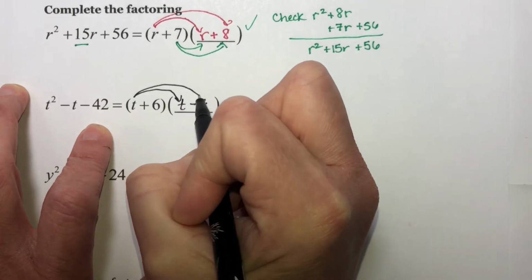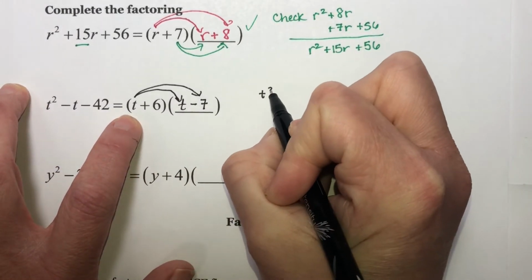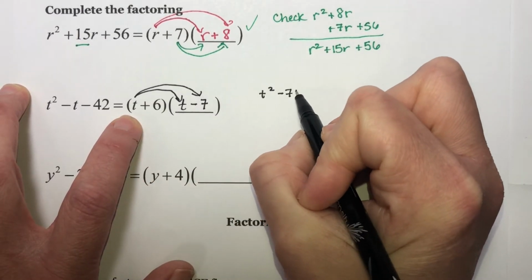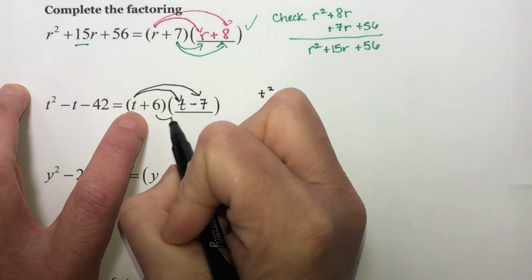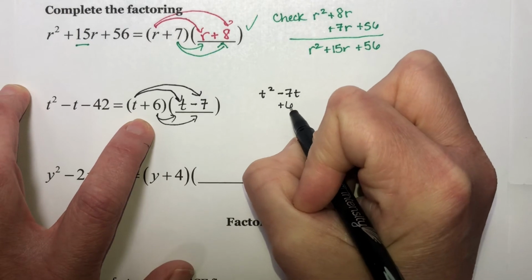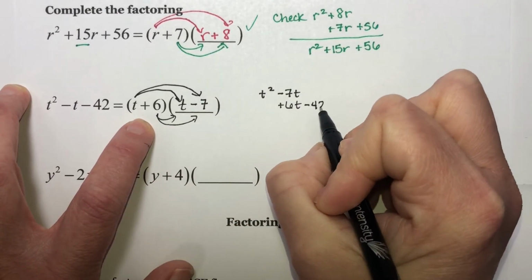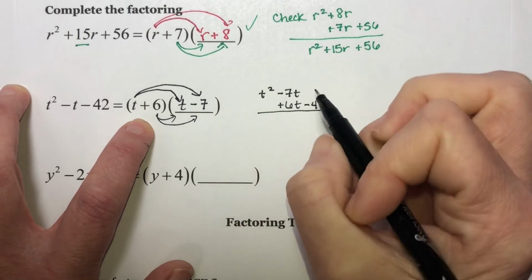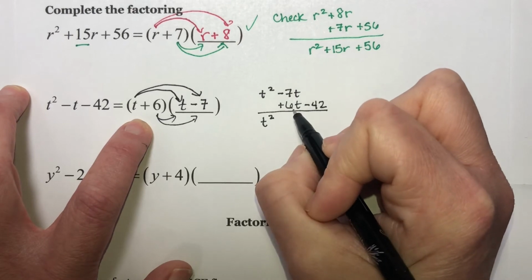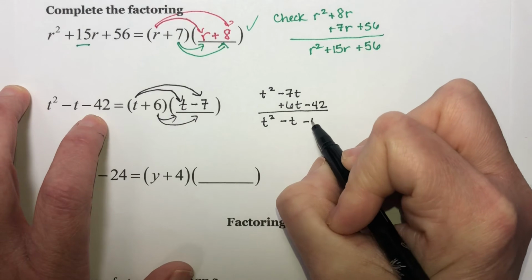Okay, let's do the first multiply through. T times t is t squared. T times negative 7 is minus 7t. Now let's come back and distribute the 6. 6 times t, positive 6t. 6 times negative 7 is minus 42. So this gives me t squared. Negative 7 plus 6 is negative 1, so minus t, which is also what we wanted here, minus 42.